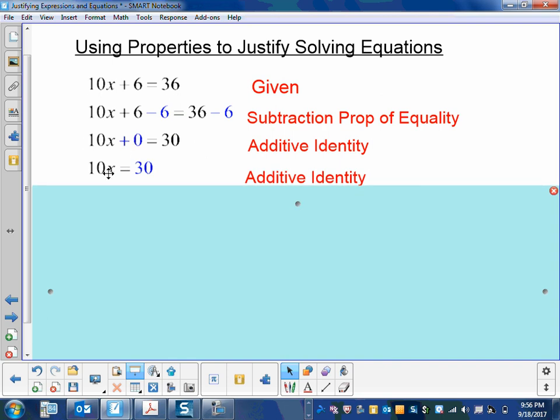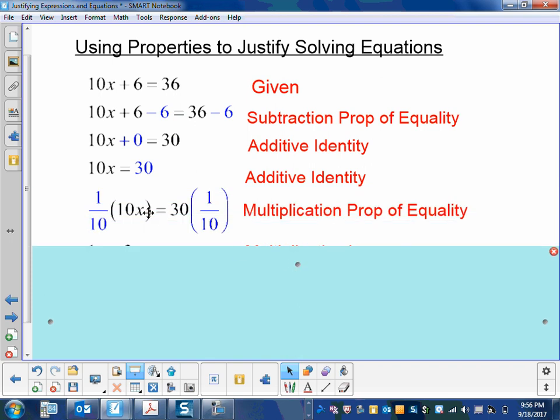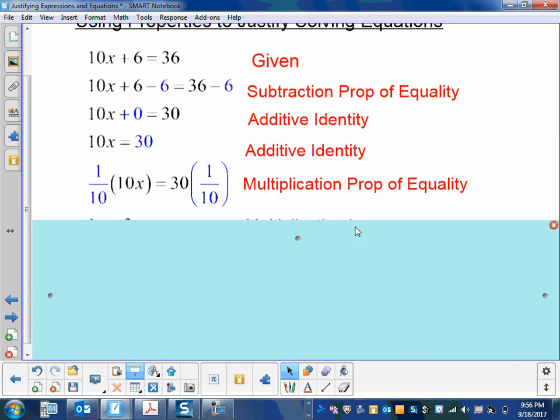10x plus 0 is equal to 10x. Again, an example of the additive identity property. And in this instance, I didn't divide by 10. I multiplied by 1/10. So I used the multiplication property of equality.